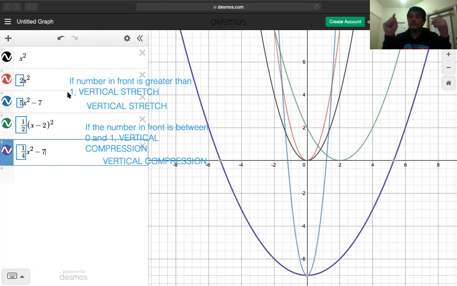So if you're looking for vertical stretch or vertical compression, you look at the number in front. Okay. If the number in front is greater than 1, like these two examples, it's a vertical stretch. Okay, every single time. It could be 2, 3, 5, 500, whatever. If it's greater than 1, it's a vertical stretch. If your number in front is between 0 and 1, if it's a fraction or a decimal between 0 and 1, it's a vertical compression. Okay, so that means it's getting wider. Vertical stretch, it gets skinnier. Vertical compressions, it gets wider. Okay, so that's it for this video.